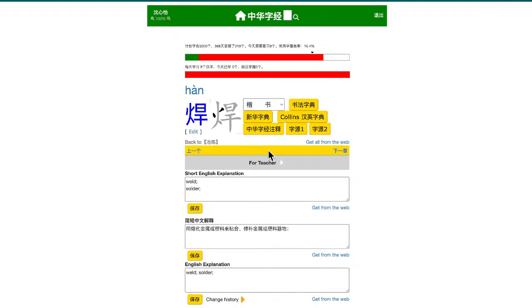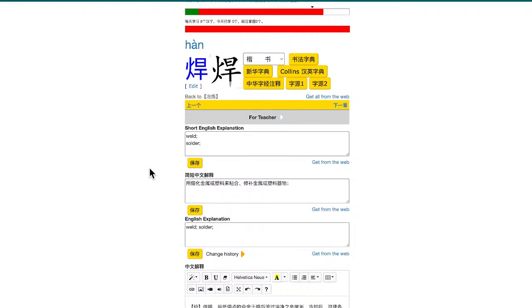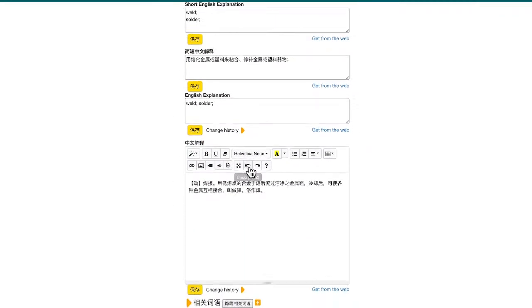Han. Han means weld, solder and weld. This is another type of process for getting metals connected together, basically using melted metal to connect the two metal pieces together. So it's called a weld.